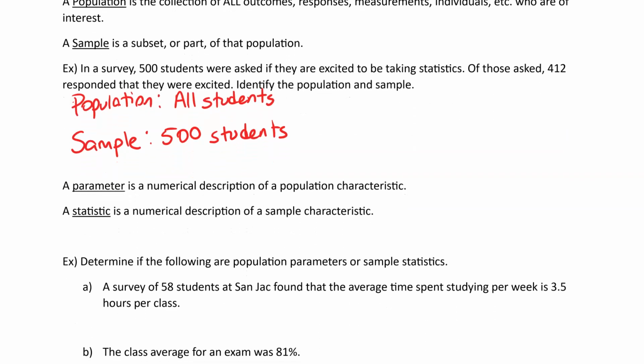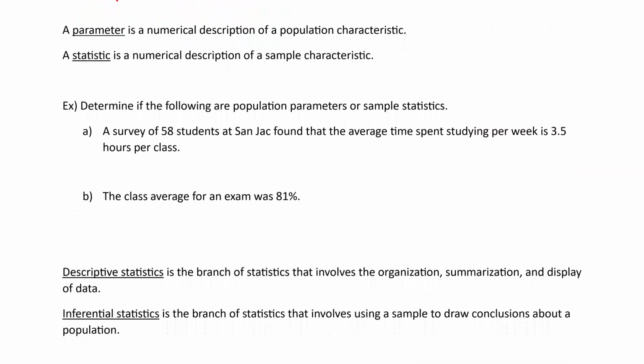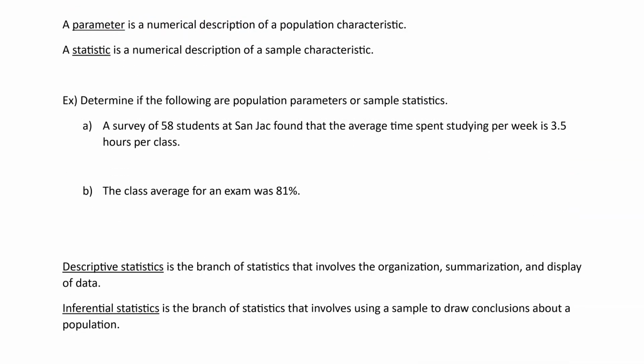So next, a parameter is a numerical description of a population characteristic. A statistic is a numerical description of a sample characteristic. So essentially, a parameter talks about the population, and a statistic talks about the sample. Easiest way to remember this is parameter and population both start with P, statistic and sample both start with S.